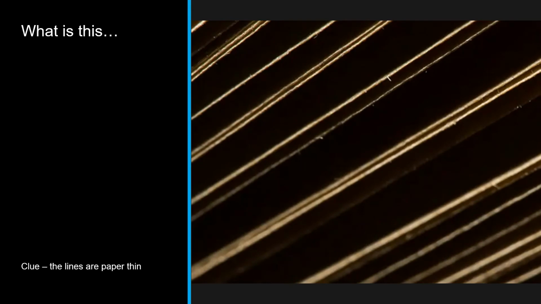Okay, next question. What is this? And your clue is that the lines are paper thin. What is this? The clue is that the lines are paper thin. I think this one's quite easy. I think the clue gives a lot away there. I think I've been too nice with that clue. So from now on, I'm not going to be as nice with the clues. So what is this?